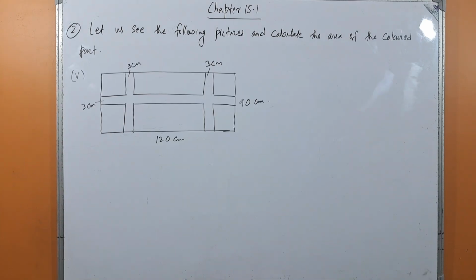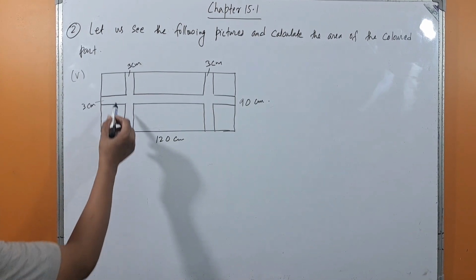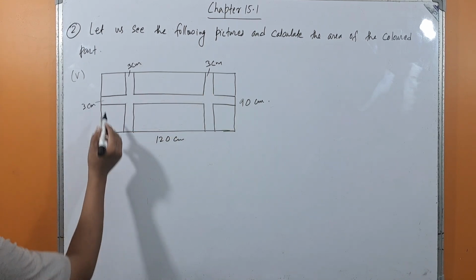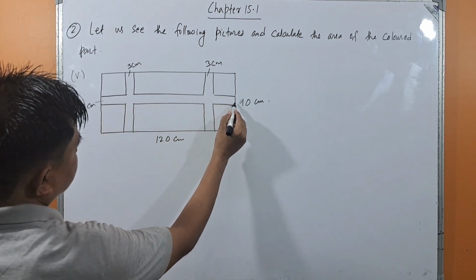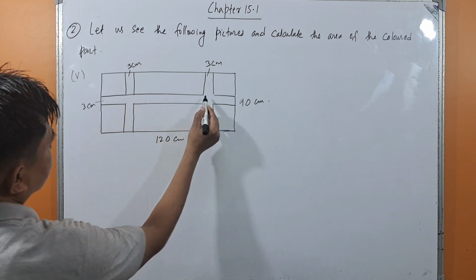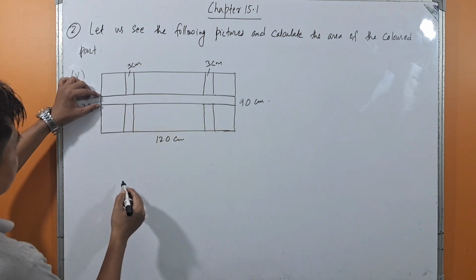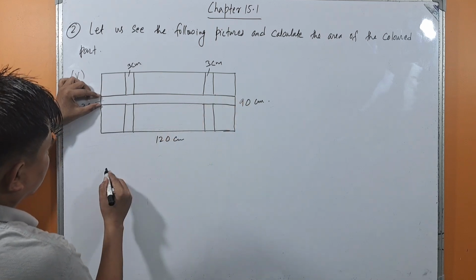Question number 5 of 2. So we are asked to calculate the area of this colored part. We can see a long rectangle here in the middle. To see that, we join this. Now this is a long rectangle, long and thin.